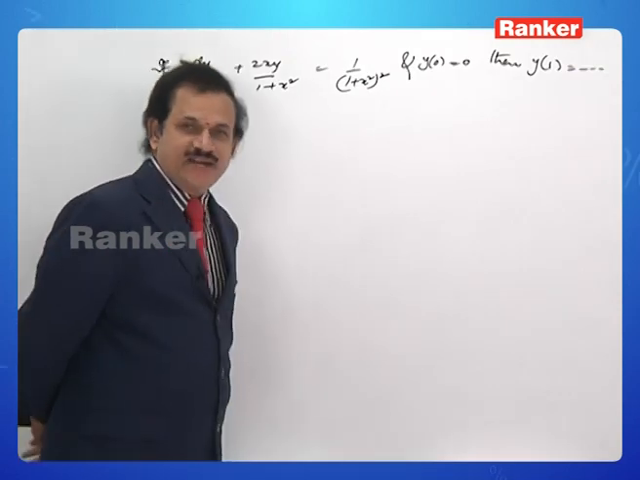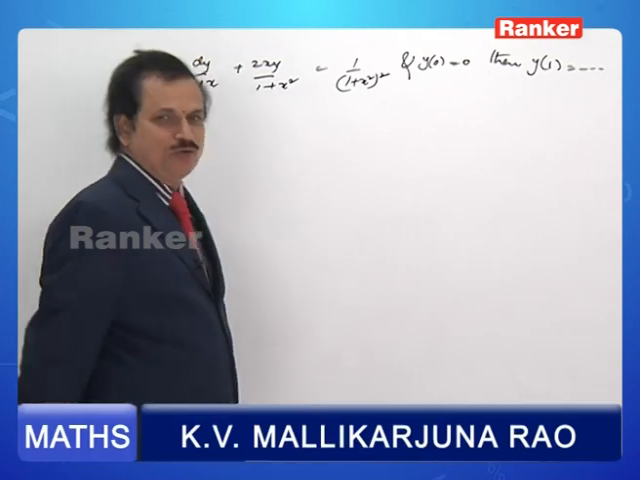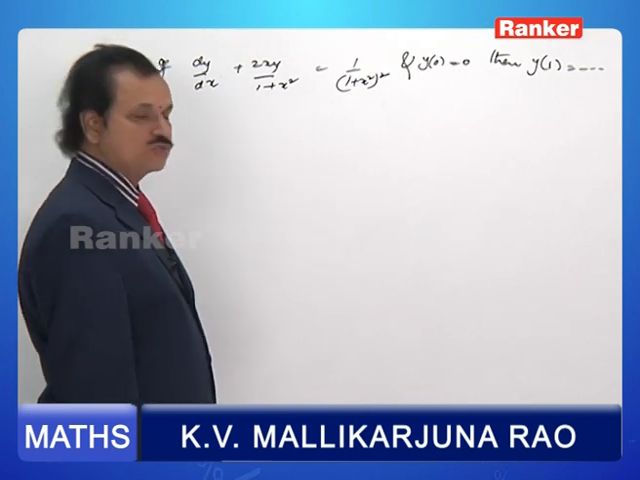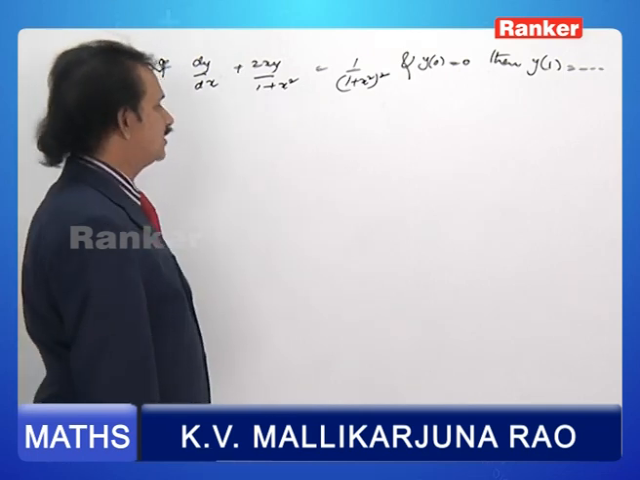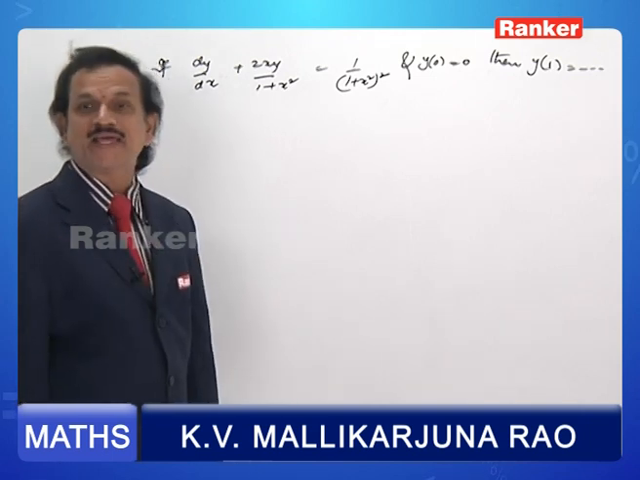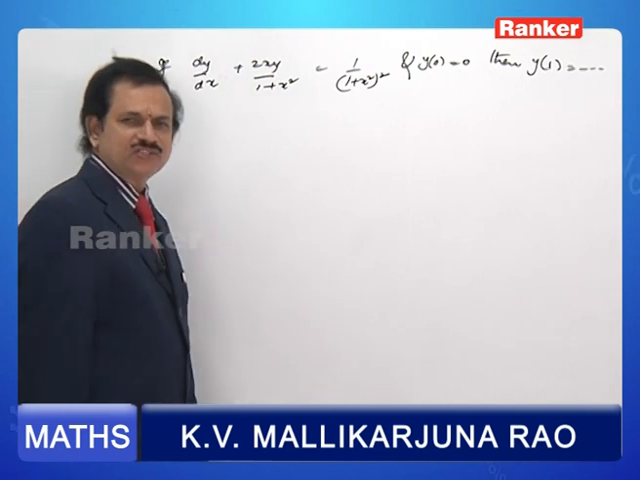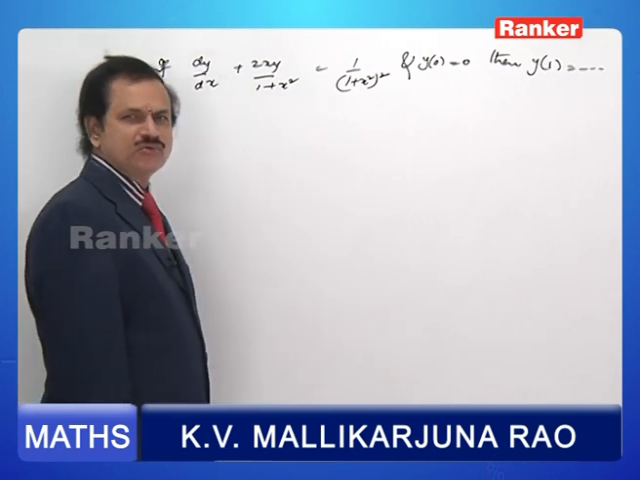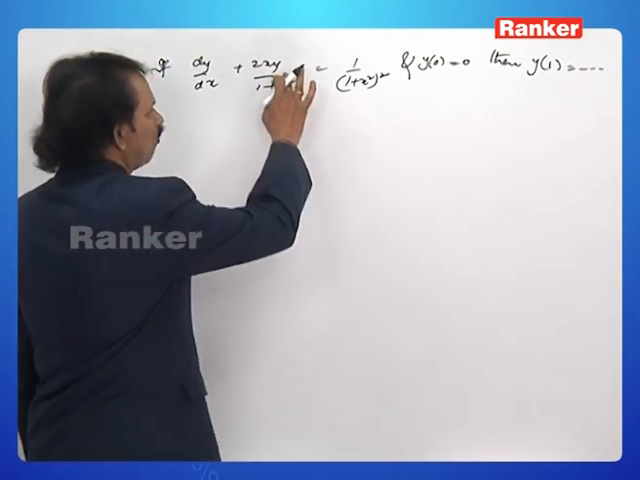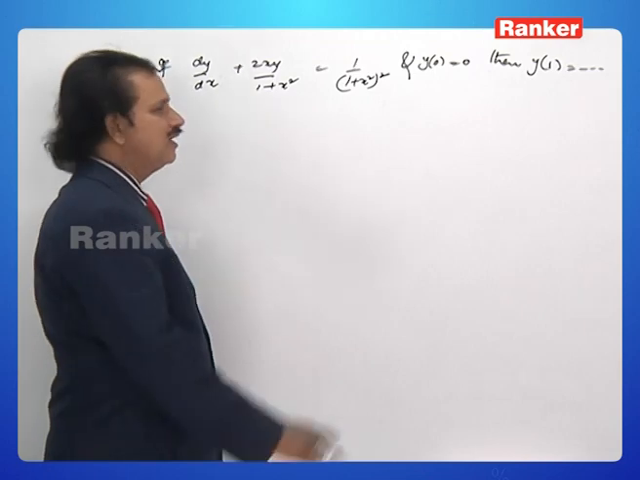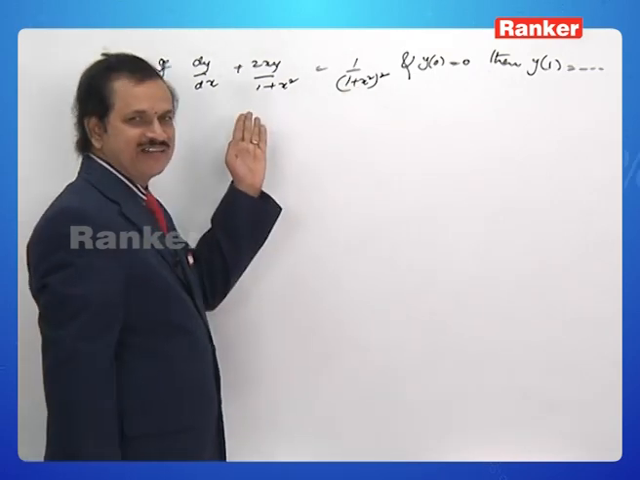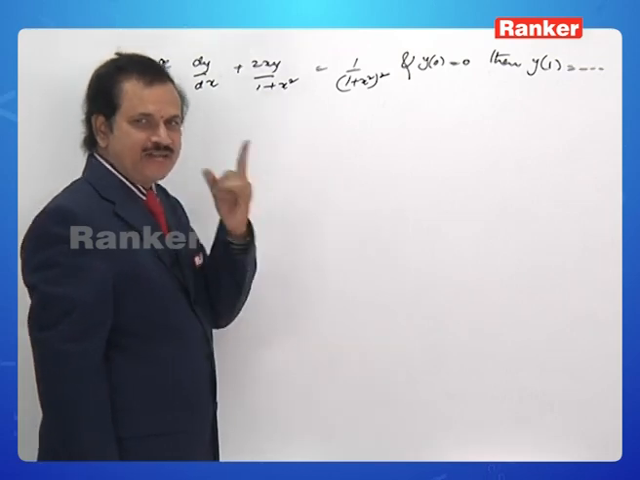The next question is ready for us. It is available on the board. If dy by dx plus 2xy by 1 plus x square is equal to 1 by 1 plus x square whole square, and y at 0 is 0, then what is y at 1? Here, we need not waste time. It is very easy to notice that it is absolutely linear in y. Y at a single place we are able to see, and x square whole square, all those things are observed here. So it is not linear in x, it is surely linear in y.